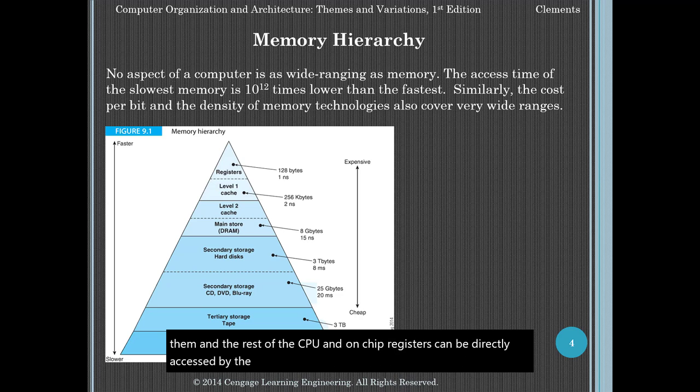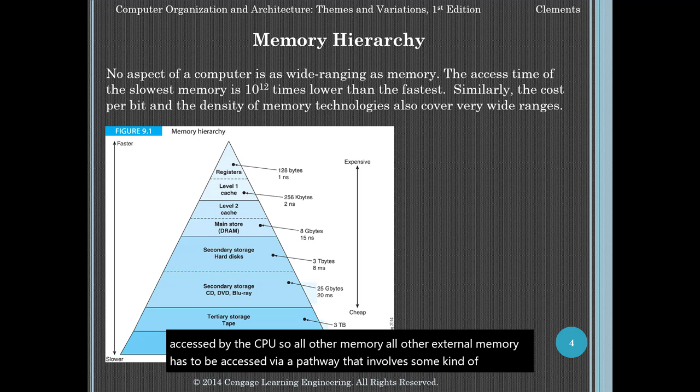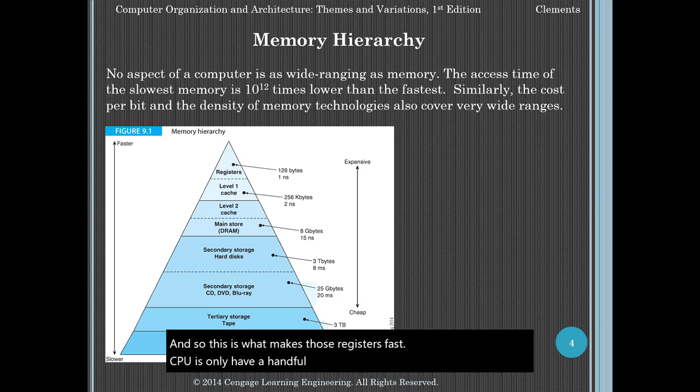So all other external memory has to be accessed via a pathway that involves some kind of memory management, address translation, data buffering, and control mechanisms. And so this is what makes those registers fast. Now, CPUs only have a handful of registers to store working data and status information. And really that comes down to cost and what we term the domain of the CPU. We don't want to try to jam all of the memory we might ever want into that chip. That's just simply not going to be possible.